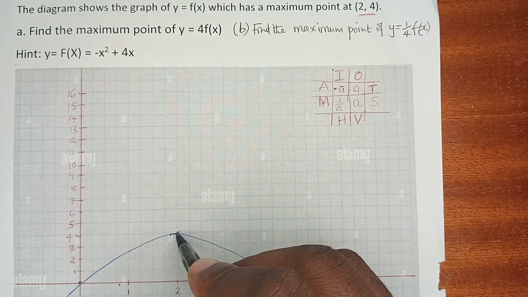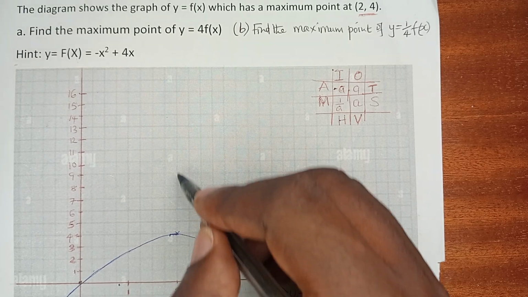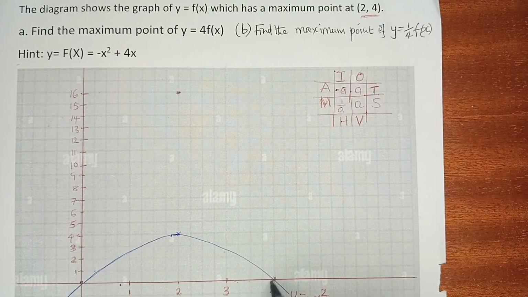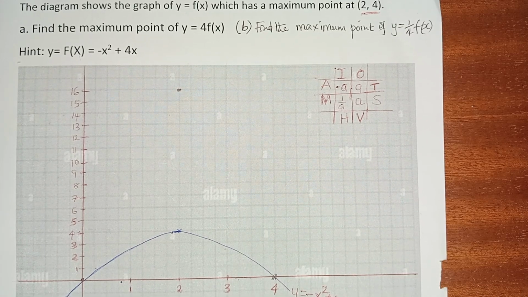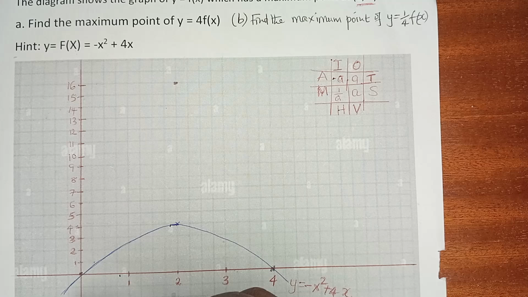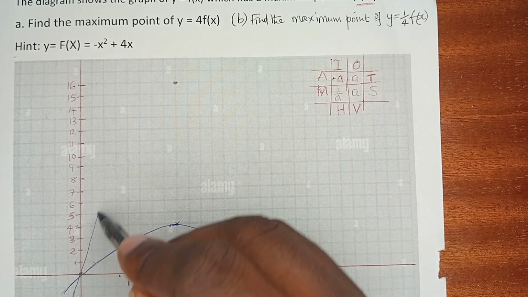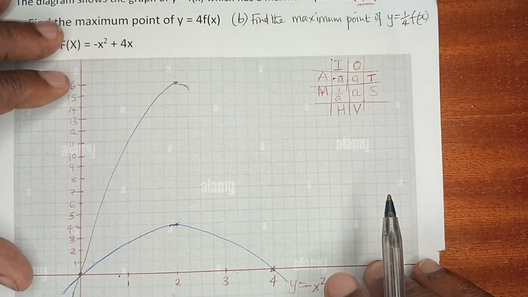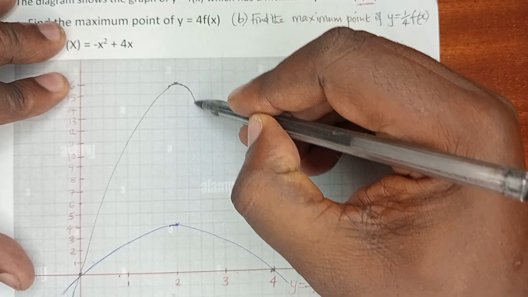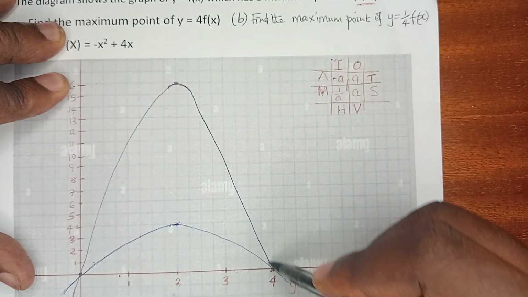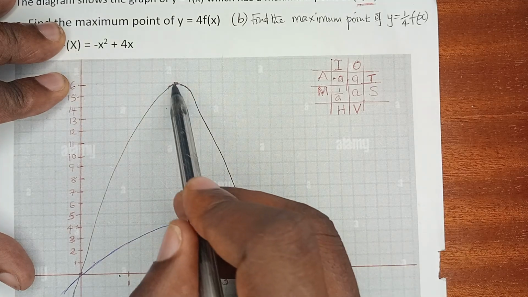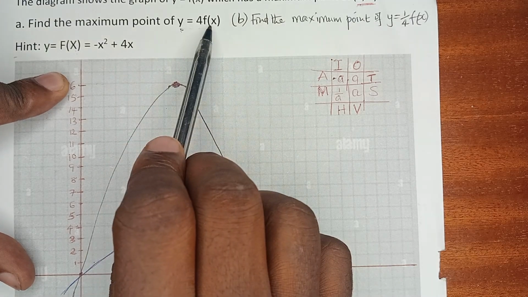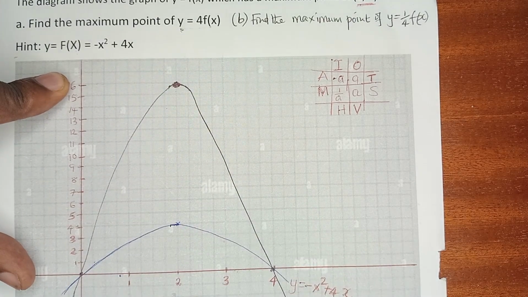Here y is 4, and 4 times 4 is 16. And again y here is 0, and 0 times 4 remains 0. So what you have now is a graph that touches the new highest point, and this is just what we are interested in: the maximum point of y equals 4f(x).